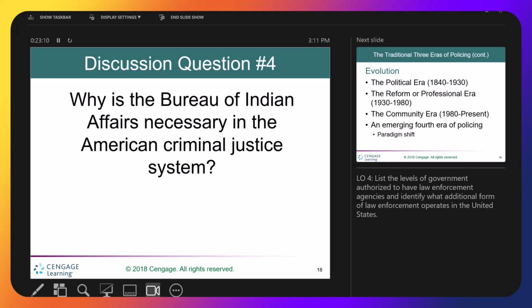Why is the Bureau of Indian Affairs necessary in the American criminal justice system? Because it takes into consideration the people. They understand the culture, they understand the norms, they understand the people, and it's like the community policing their own. People from the community policing their own. Whereas if all of that were handled by people who don't understand their culture or their way of life, that could be very problematic, because they'd ask, why are they doing that? They shouldn't be doing that. Well, it might be a ritual or a custom that goes back several hundred years. So this goes back to that basic concept of community policing. People from the community policing their own.